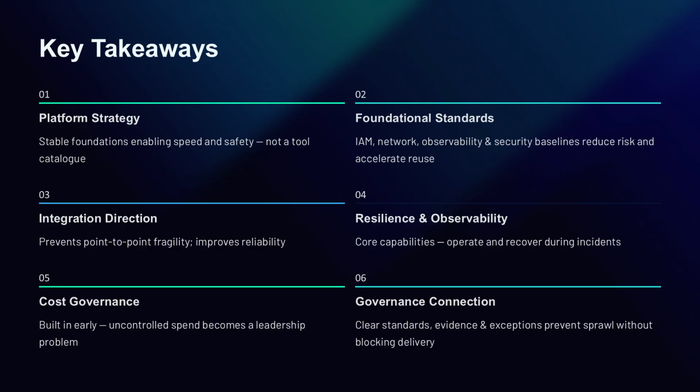during incidents. You learned that cost governance must be built into technology architecture decisions, because uncontrolled cloud spend becomes a leadership problem. Finally, you learned that Phase D only works when it is connected to governance through clear standards, evidence, and a transparent exception process that prevents sprawl without blocking delivery.